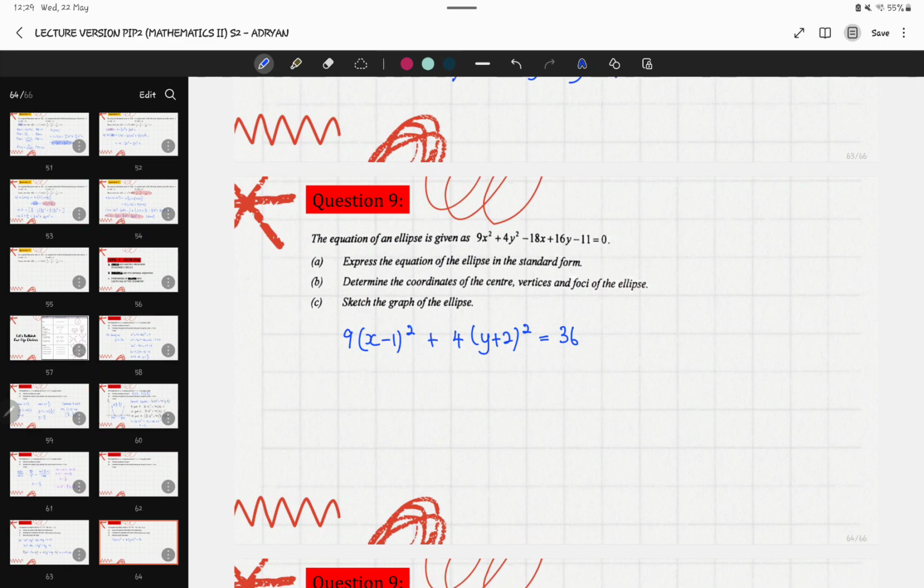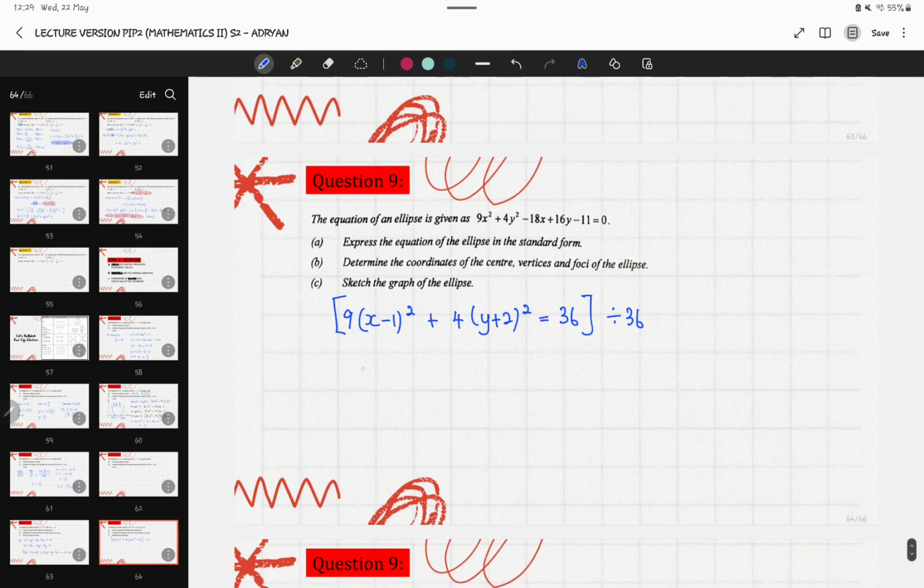Okay, but this is not standard form. Standard form, we have to take the whole thing, we have to divide by 36 so that we make it equals to 1. Okay, so 9 over 36 you get 1 over 4. So it's perfect x minus 1 squared over 4. Okay, plus y plus 2 squared over 9 equals to 1. This is your standard form.